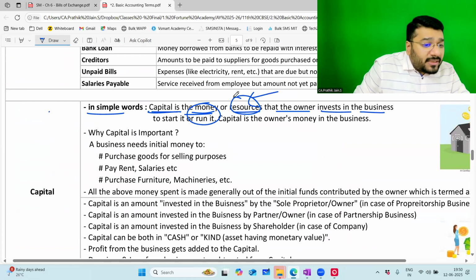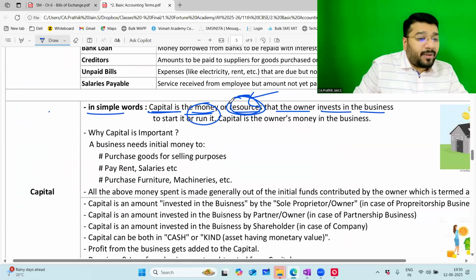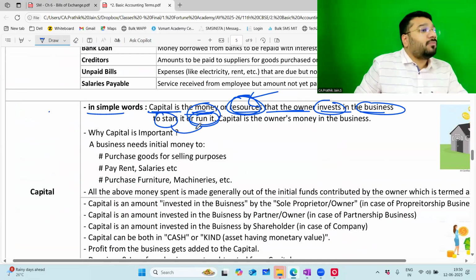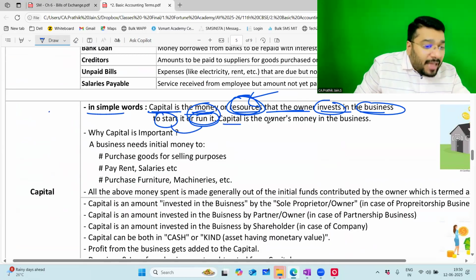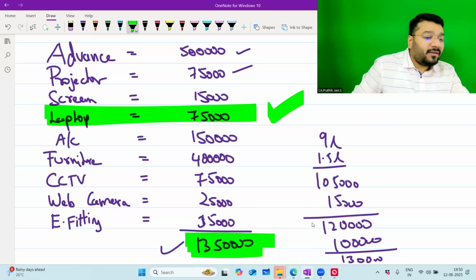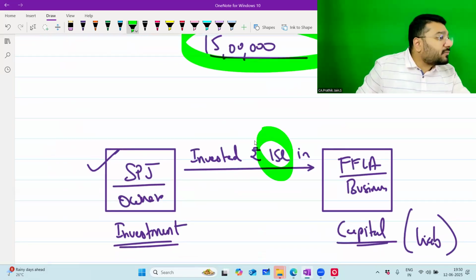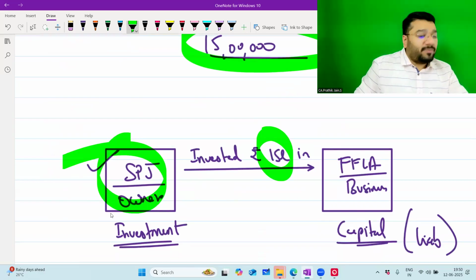Capital is the money or the resources. Resources means assets. A laptop is an asset. Why asset? We'll understand in the upcoming classes. That the owner gives in the business to start the business or to run the business or both. To start and run both. Capital is the owner's money in the business. Please tell me, this 15 lakh which I gave to FFLA, whose money is this, boss? It is the owner's money.